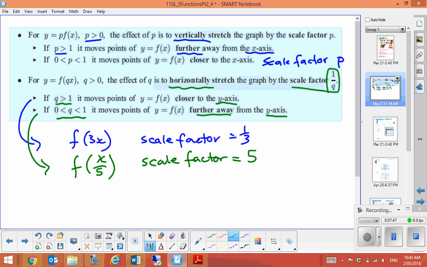So if I have f of 3x, my scale factor is a third, it's 1 over 3. If I have x over 5, in this case q equals 1/5, so our scale factor is 1 over 1/5, which is 5. So I know you're good at fractions.